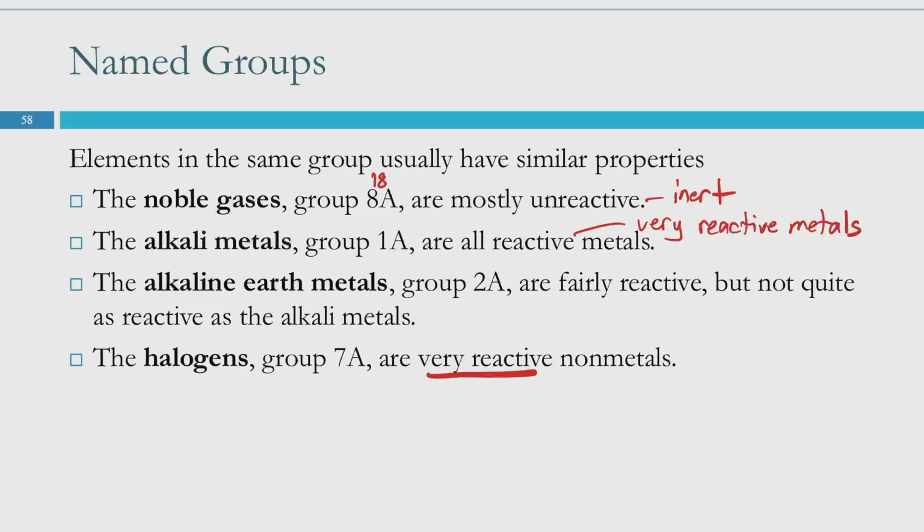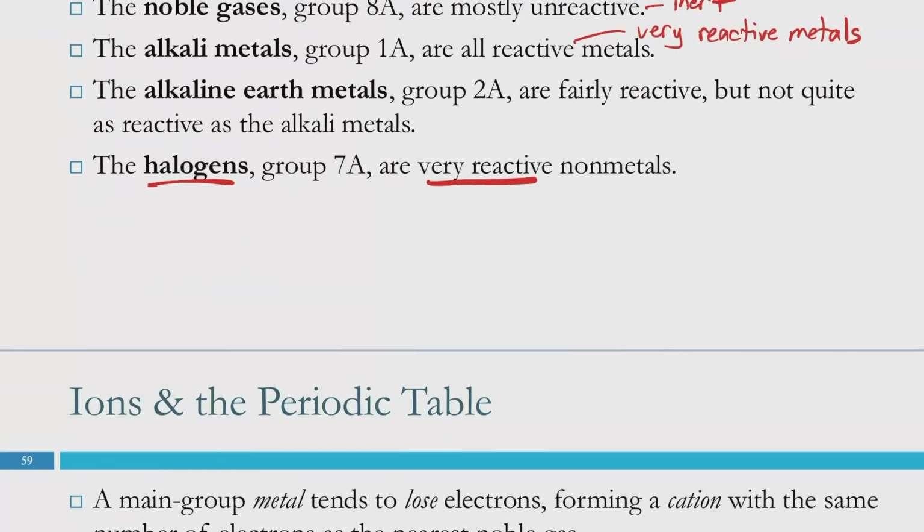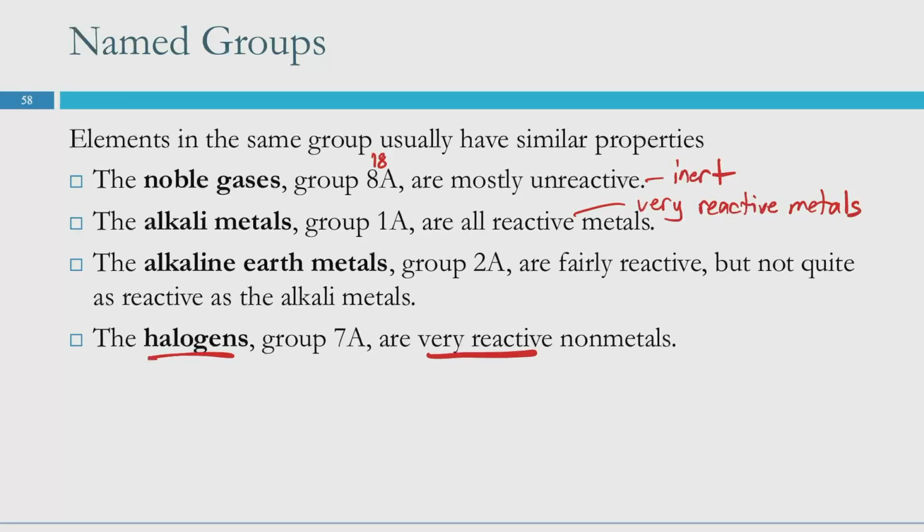And then we've got our very reactive nonmetals, the halogens. Like the lamp, halogen lamps. There's also some other fun ones that you don't need to know. 6A is chalcogens. I don't remember exactly what the base of that comes from. And then 5A is pnictogens, which starts with a P, as you might have guessed.